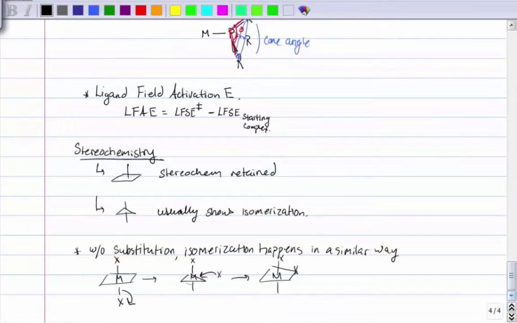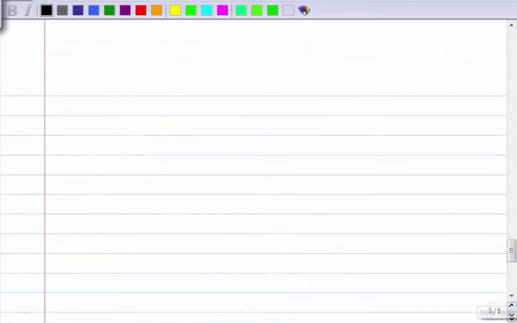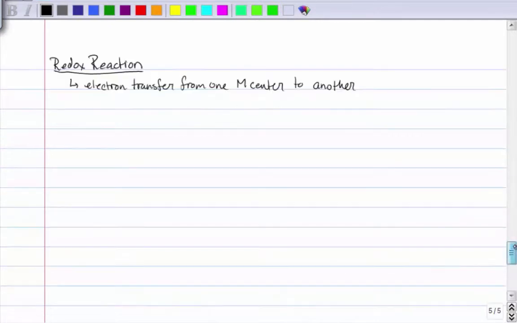Okay, the last thing I'm going to talk about for chapter 21 is redox reactions. And I'm not going to go into these too much. I just want you to understand what a redox reaction is and how it happens. So changes in redox, as you probably know, are electron transfer. So with metal ions, it's electron transfer from one metal to the other. And there are two possible mechanisms that this goes through.